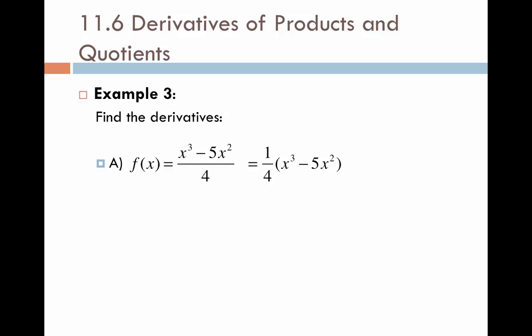So now I don't have to use the quotient rule to find the derivative because 1/4 is a scalar multiple or constant multiple. So I just take the derivative of this part right here, the x cubed minus 5x squared. When I take the derivative, this is what I get. 1/4 stays there, 3x squared minus 10x, and then I'm done. That's the derivative.